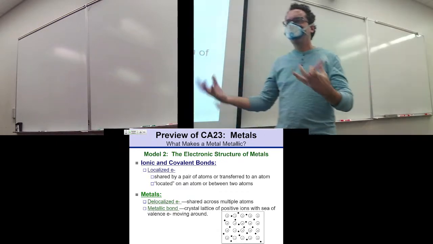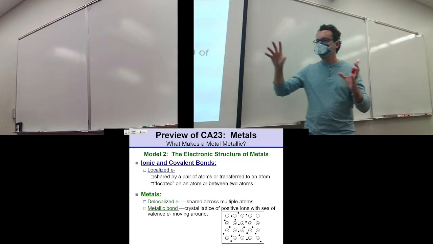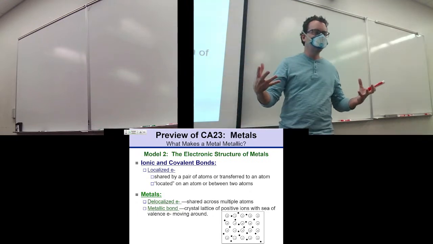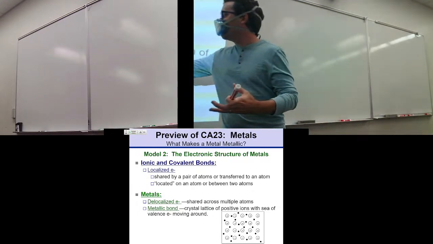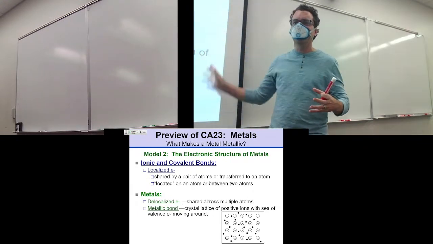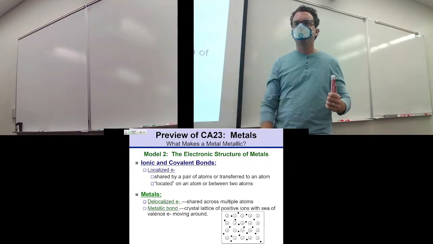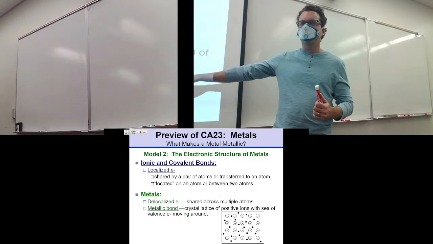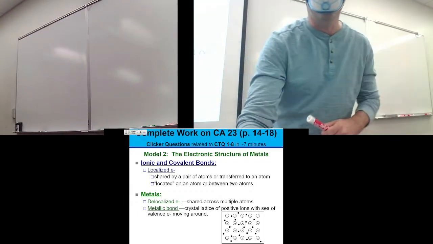So think of a metal as being a bunch of cations in fixed position, right? Most metals are solid. But then there is a sea of electrons floating around that can go wherever they want. And if you think about, well, what about conductivity? Well, we'll get to that in a second.